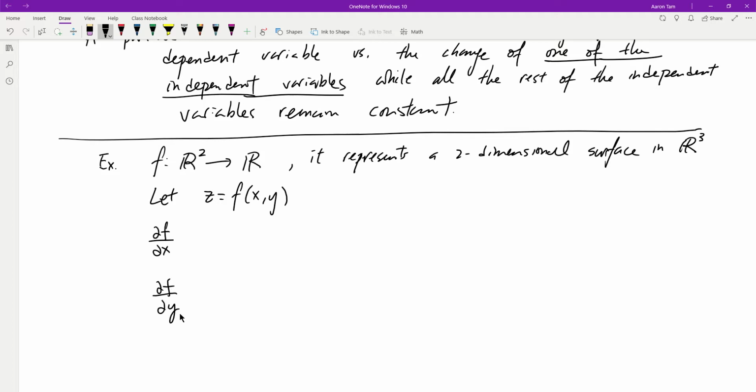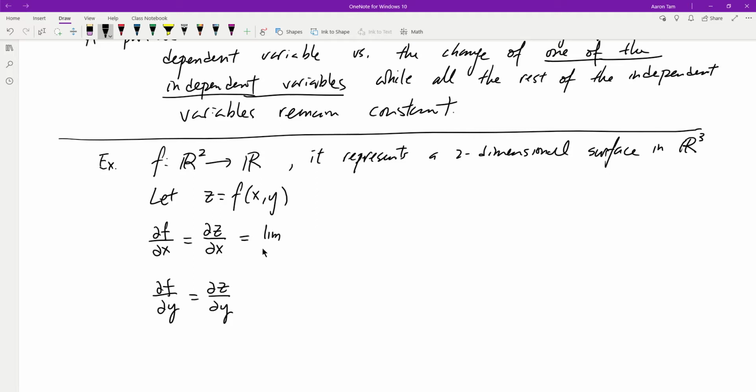So one is the partial with respect to the first independent variable, which is x. The second one is with respect to the second independent variable, that's y. Because I also let the output of this function be z, this can also be referred to as ∂z over ∂x or ∂z over ∂y. And they're defined by the following limits.